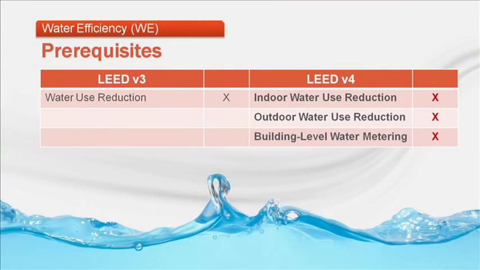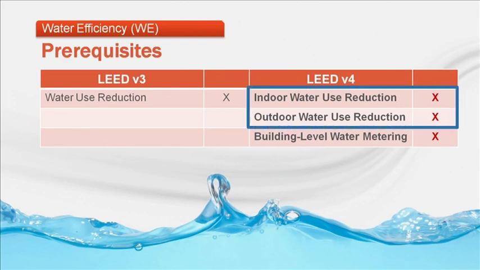In LEED version 3, there is only one prerequisite, called water use reduction. Its focus is specifically on reducing the amount of indoor water use. In LEED version 4, both indoor and outdoor water use are addressed as prerequisites. The one prerequisite from LEED v3 has been renamed to indoor water use reduction, and a new prerequisite called outdoor water use reduction has been added. First, we'll discuss indoor water use reduction.